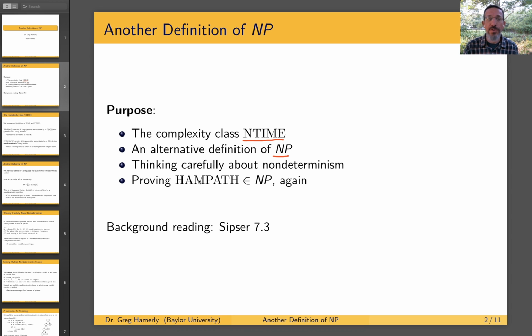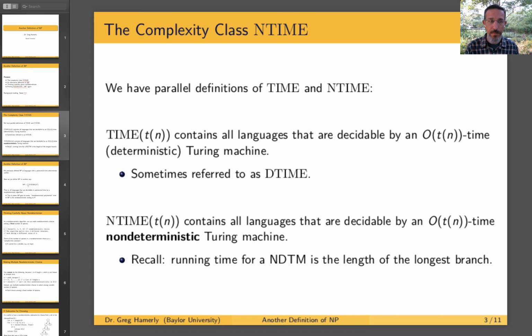And then we're going to use this new definition of NP to prove that the Hamiltonian path problem is also still in NP using the new definition and a new proof. The material, of course, is from CIPSR 7.3.